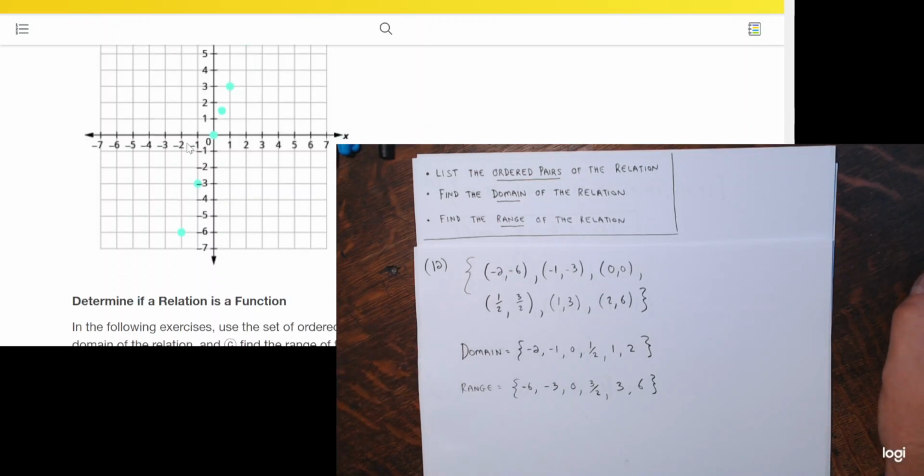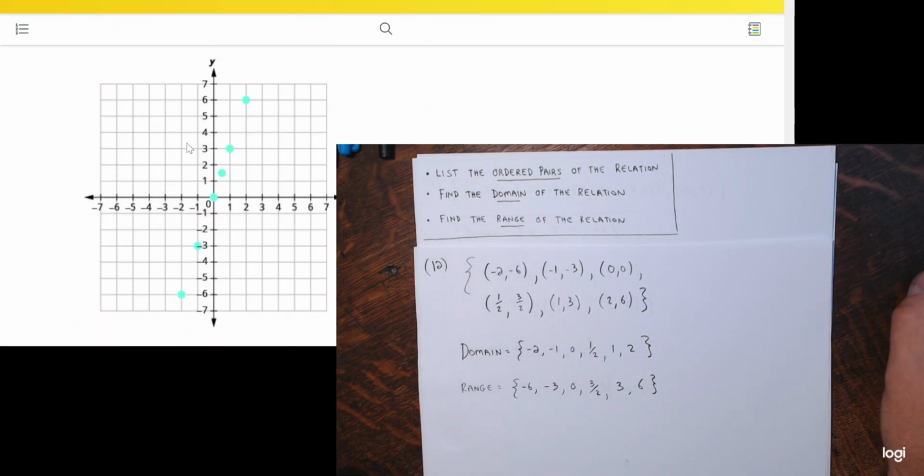Wonderful. All right, so there's a lot of examples there, right? 12 examples where we're given a relation either as a set of ordered pairs or as a mapping, right? One of those arrow diagrams, or as a graph. And it has to state the domain, right? The set of all the x coordinates, the first coordinates of the ordered pairs, and state the range, the set of all the y coordinates or second coordinates.